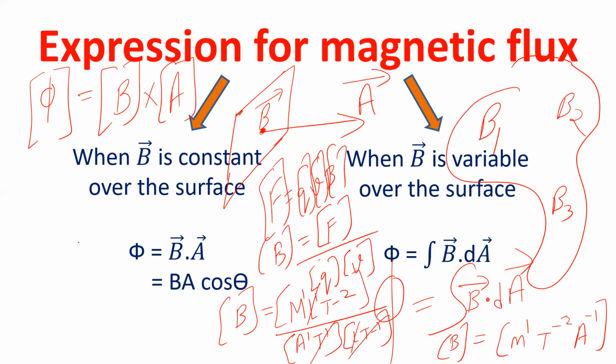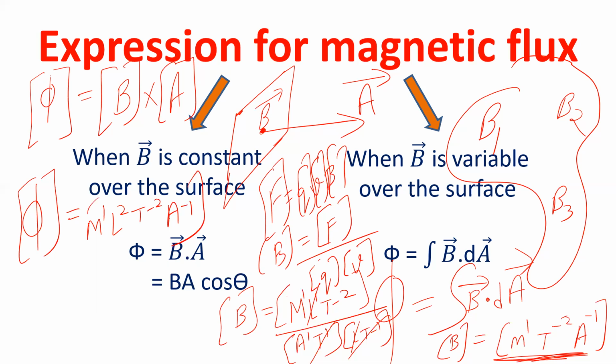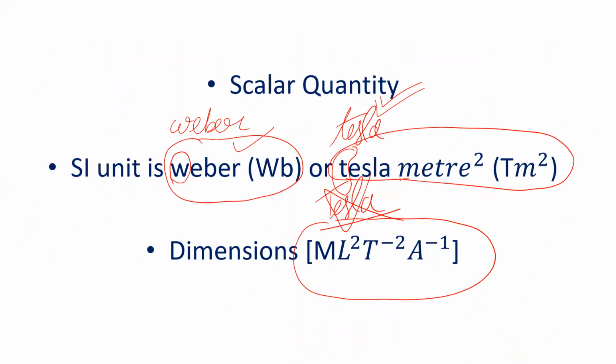And what is our ultimate goal here? To find the dimension of phi, not B. So we have to multiply the dimension of B with A. A means L squared. So simply the dimensions would be M^1 L^2 T^-2 A^-1. As we have seen earlier, these are the dimensions.